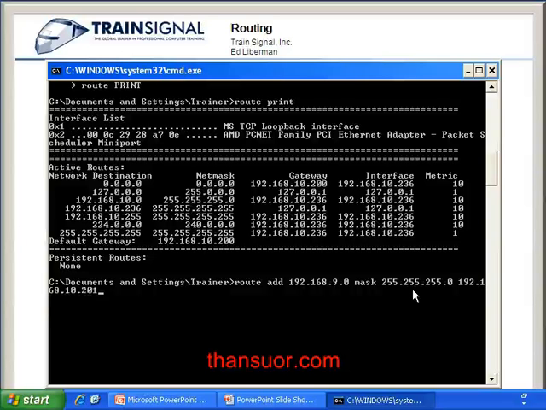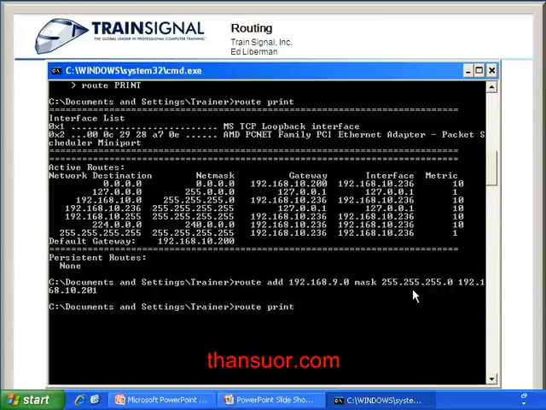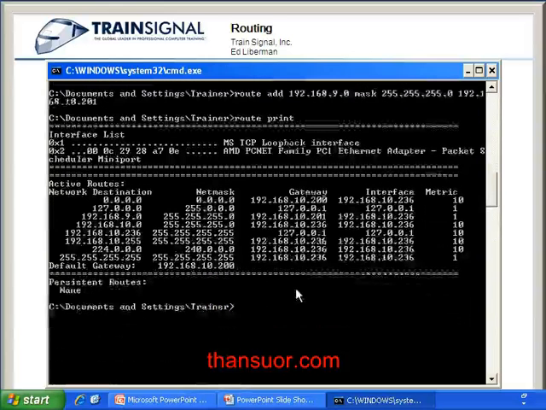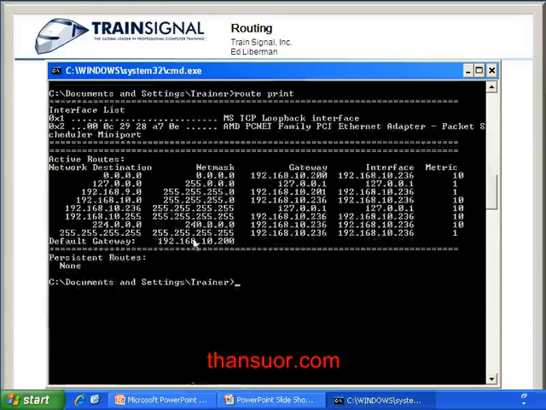Now I'm going to hit enter, and you'll see that, well, basically nothing happens. And so I'm going to type route print again to bring up a new routing table. Let me go ahead and scroll this down so we don't get things confused. And you'll notice that there's now an entry for the 192.168.9 network, but for this particular network, specifically, we aren't going to send the packet to my default gateway.